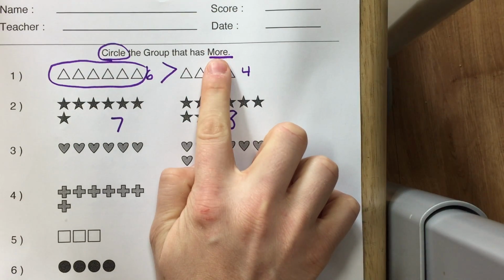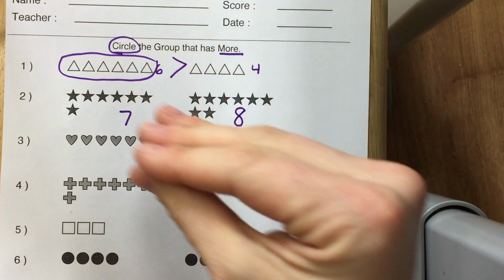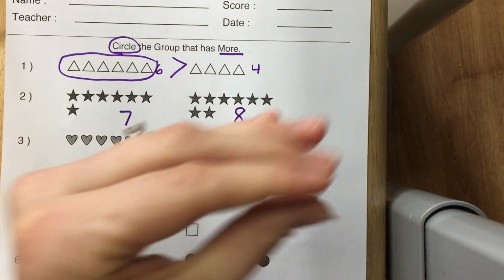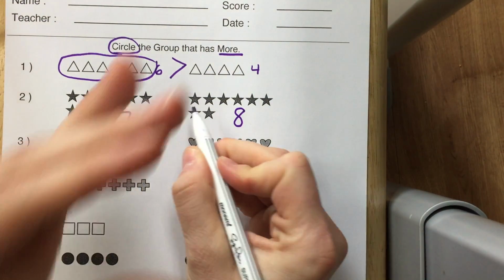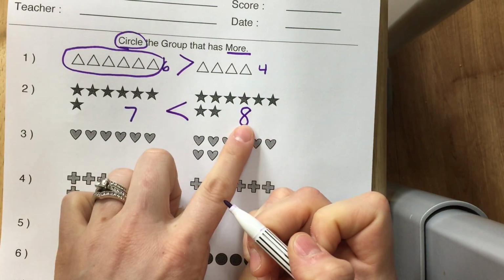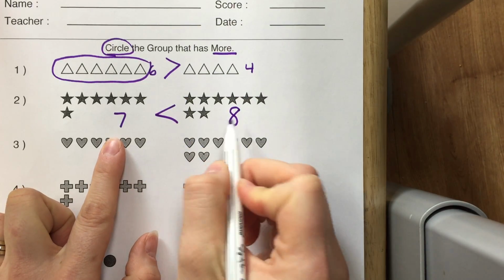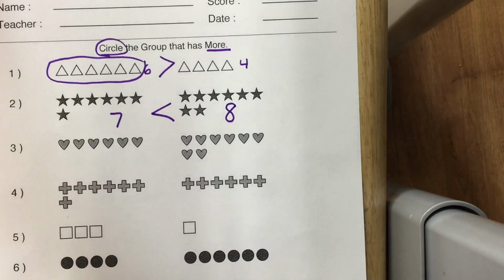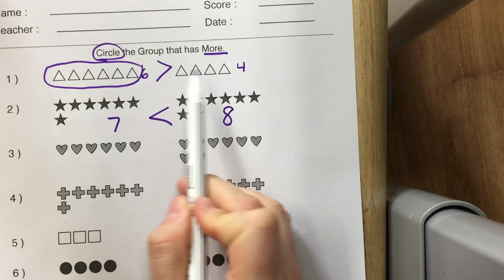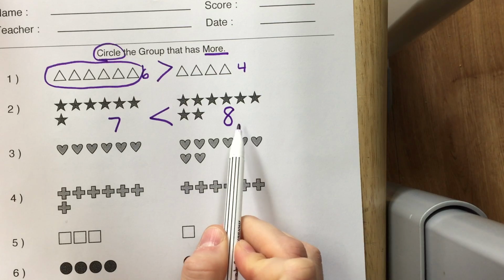Okay, we're trying to decide which one has more. 7 or 8, which one has more? Which one is your alligator going to eat? He's going to eat more, so his mouth is going to be facing this way. 8 is greater than 7, so 7 is less than 8. 8 is greater than 7. Okay, 6 is greater than 4. We read from left to right. 7 is less than 8.